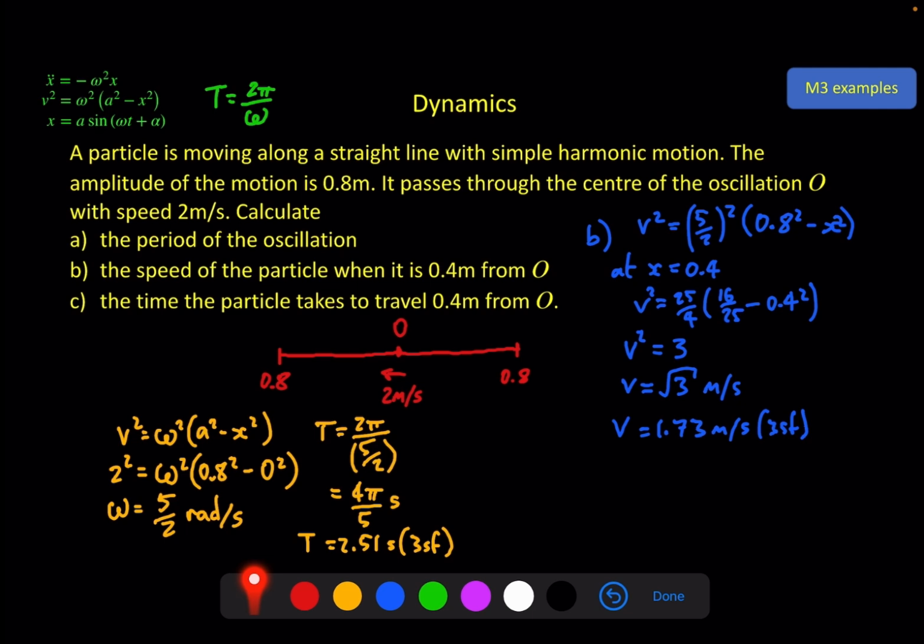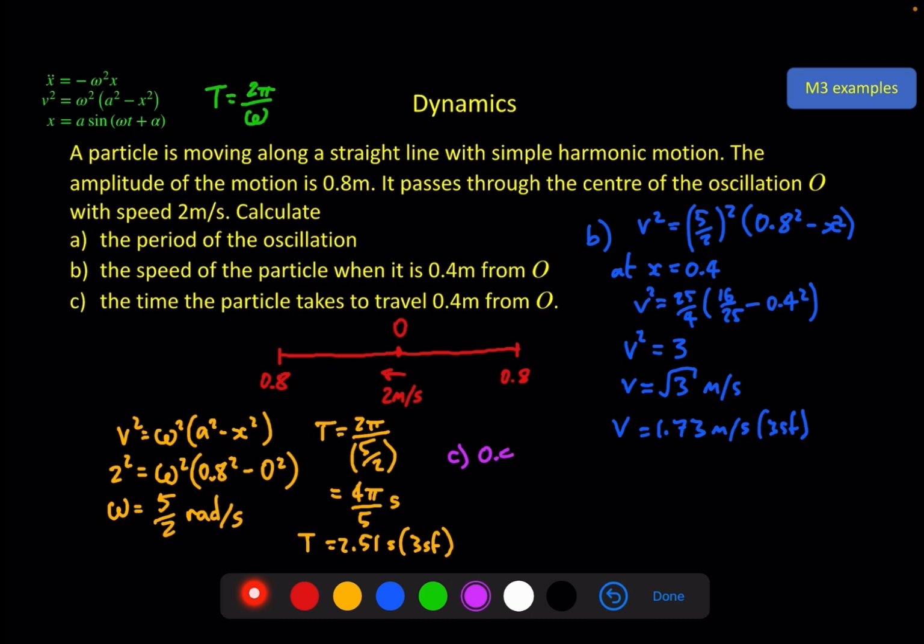Now the time the particle takes to travel to that same point, 0.4 meters from O, is going to be using the bottom equation here. We're given x is equal to 0.4, we know A, we know omega. I'm not worried about alpha because starting the motion here, alpha is 0, and then I can find t by rearranging this equation.